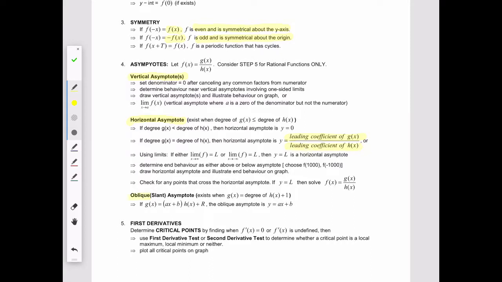And for the oblique, I'll mention something about the oblique. The oblique is when we have the degree of the numerator greater than that of the denominator, but at least 1. So an example would be x to the exponent 3 on the numerator, x squared on the denominator. We'll have an oblique asymptote, and the way we'll find that is by doing long division or synthetic division.